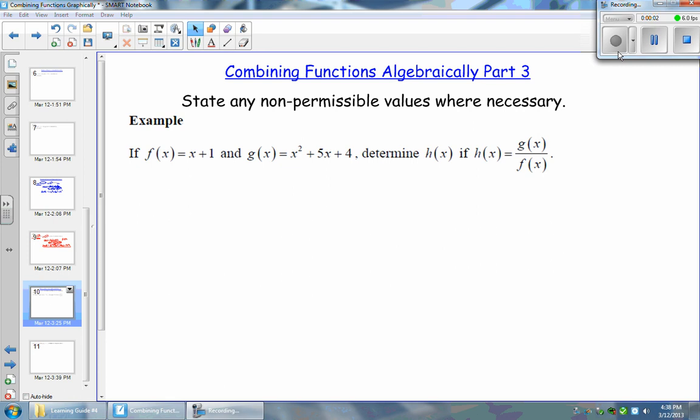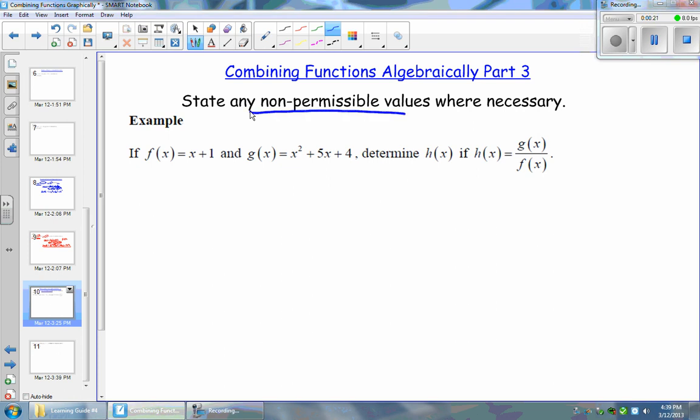All right, so we're going to finish off with part 3 of combining functions algebraically. This is going to be a little bit of a different example because we're going to be dividing. When you're dividing two functions, you need to be aware that you may have some non-permissible values. You should be quite familiar with the phrase non-permissible values by now.